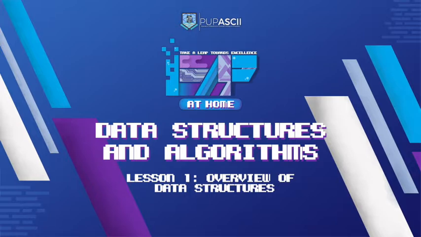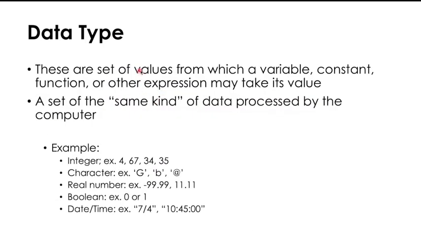So let's begin. First we have to discuss data type. These are a set of values from which a variable, constant, function, or other expression may take its value. It is a set of the same kind of data processed by the computer. Examples of these are integer, character, real number, boolean, date and time.